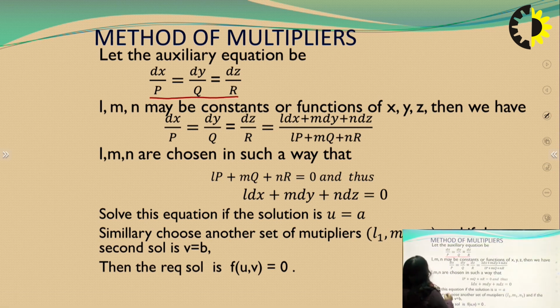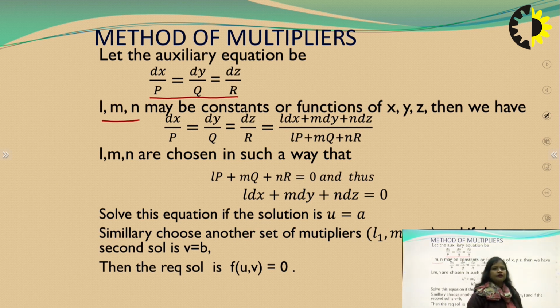Now in this, L, M and N are multipliers which we will consider. They are our choice, and we have to decide what element has to be taken so that we can make a pattern of this form. These ratios become equal to L dx plus M dy plus N dz upon L into capital P plus M into capital Q plus N into capital R.